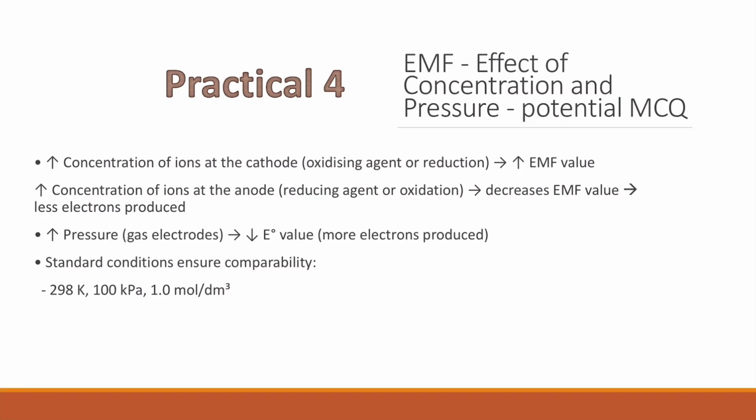One of the things that I want to draw your attention to related to this topic is the effect of concentration and pressure on the EMF value. If the concentration of the ions at the cathode, where reduction takes place, or where we have the oxidizing agent, increases, the value of the EMF will increase. And if the concentration of ions at the anode, where we have the reducing agent or where oxidation takes place, increases, then that will decrease the value of the EMF. Increasing the pressure for a gas electrode will decrease the standard electrode potential.